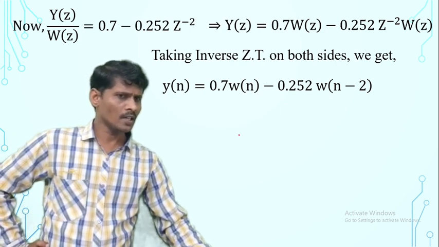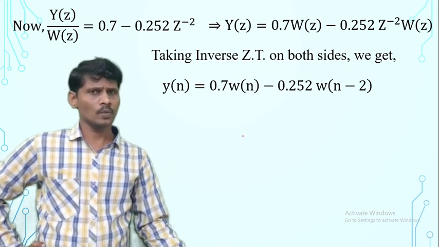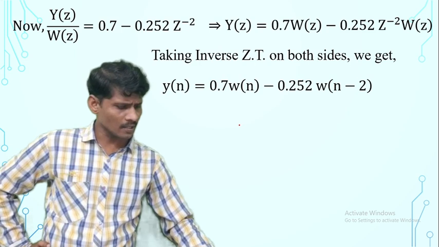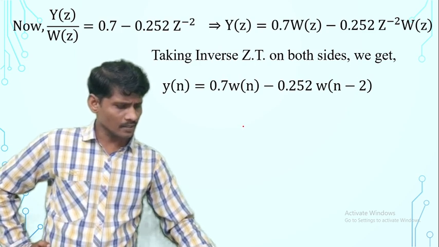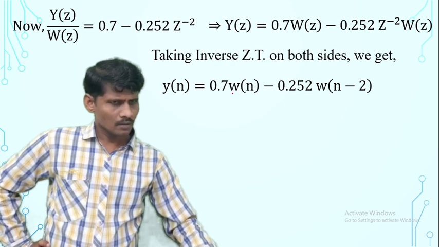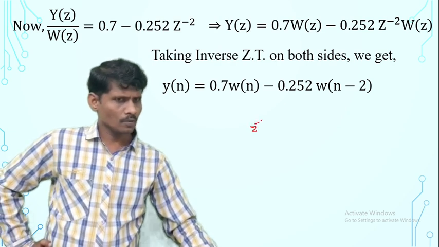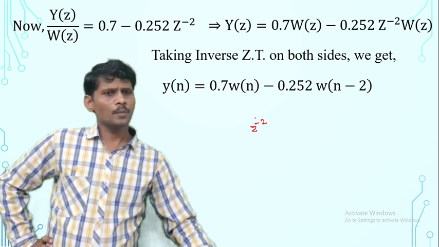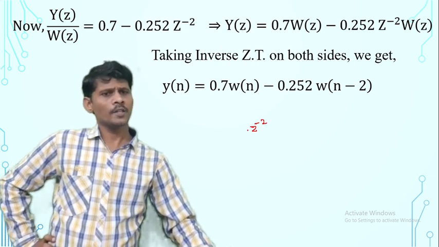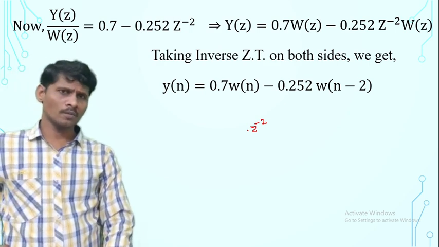So what are the delay elements? Z power minus 1, there is no w of n minus 1. So therefore, directly consider z power minus 2, and the input of this delay element is w of n and output is w of n minus 2. That is one way of the procedure.